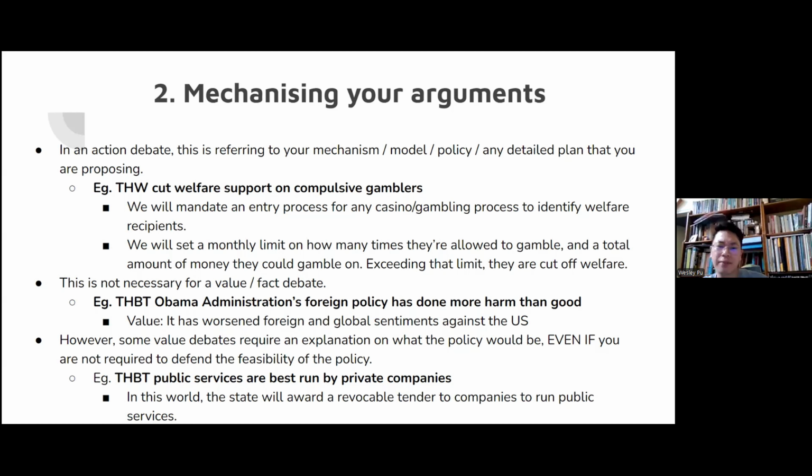But I want to add a bit in terms of value judgment. While you don't have to mechanize value judgment debates, explaining things in ways that show the detailed process of how things look very oftentimes can help you be persuasive. So while it's not a compulsory thing that you argue it with foreign and global sentiments, it is strategic and helpful to prove how these foreign and global sentiments get worse, or why they got worse.